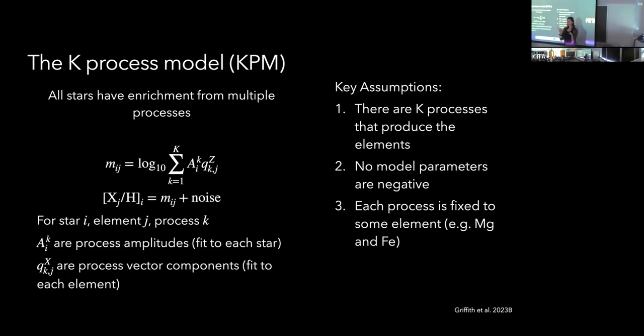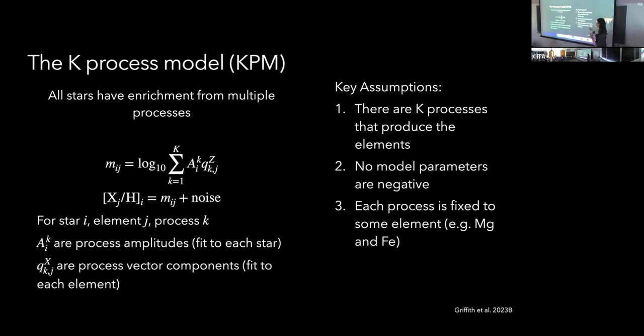The simplest case is we have 2, a core collapse piece and a type 1A piece. The core collapse piece is conditioned on magnesium, the type 1A piece is conditioned on iron. So these 2 parameters are fit to different pieces of our abundance distribution. These process vectors are fit as a function of metallicity to each element. So they're describing the elemental trend, the metallicity dependence of nickel, say, across our galaxy. And the amplitudes are fit to each star. So each star has some contribution from core collapse supernovae and type 1A supernovae, coupled with these metallicity dependent parameters that will give you the abundance that we observe.